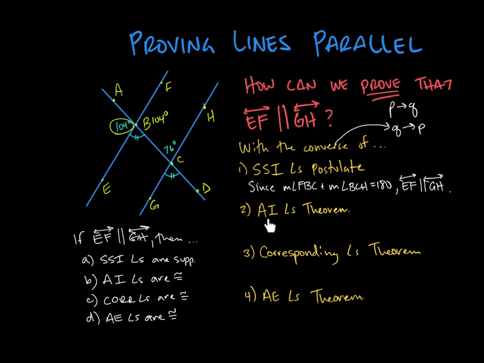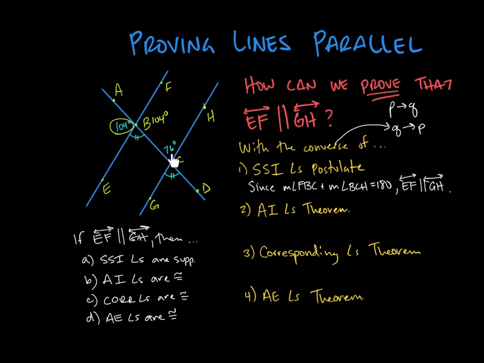So now let's look at how we could use alternate interior angles and show that those alternate interior angles are congruent, and that would make the lines parallel. Well, I might look at angle BCH right here and angle BCG right here. And I might notice that these two angles are a linear pair. So they have to be supplementary no matter what.